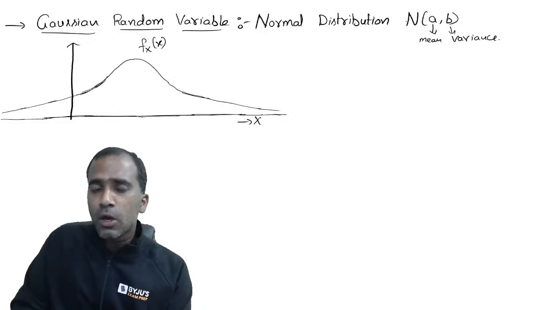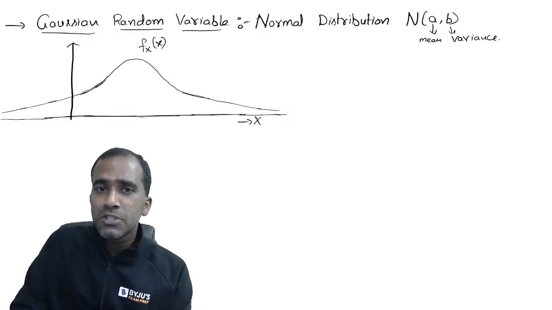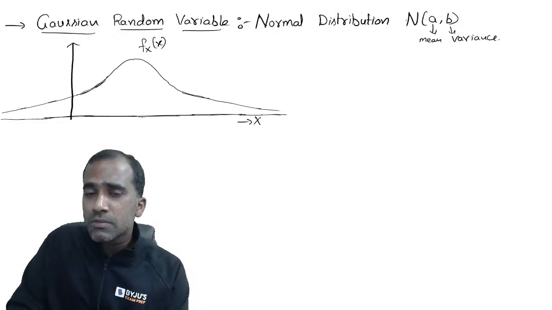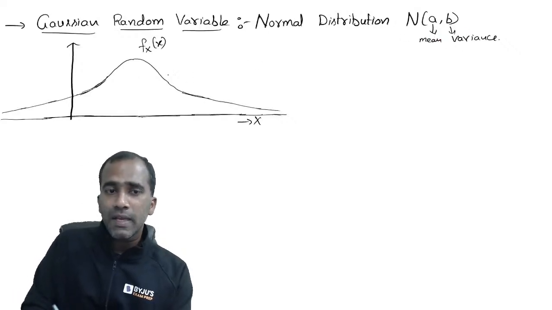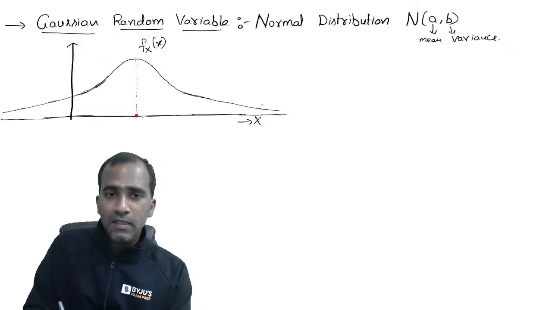So here, the normal distribution, since it starts with the letter N, Gaussian distribution or normal distribution, both are the same. They represent it with the letter N, and whatever they give in the first place is the mean value, and whatever they give in the second place is the variance value. In a Gaussian distribution, since it is a symmetrical PDF, the line with respect to which it is symmetrical, on that line the value of the random variable is nothing but the mean value.